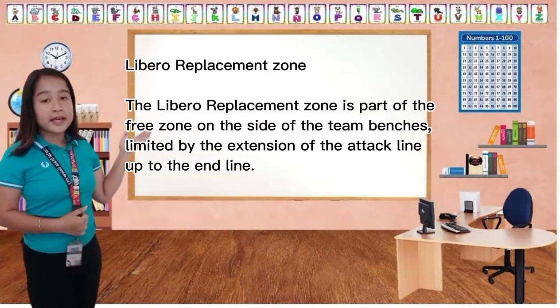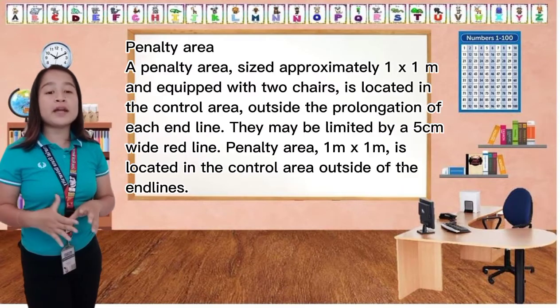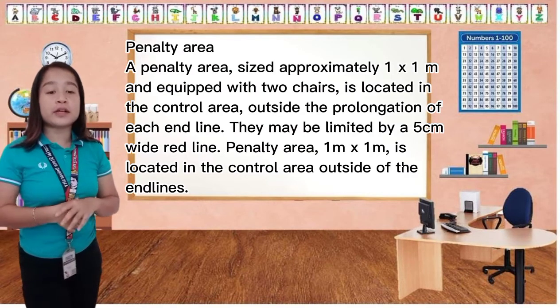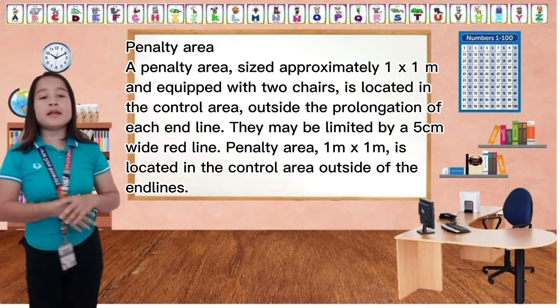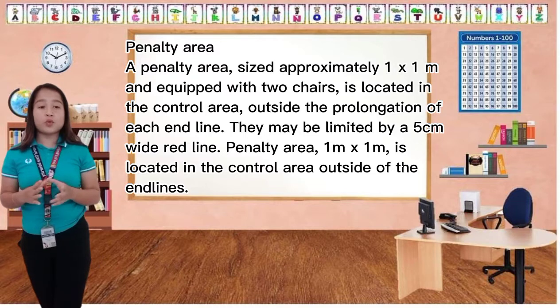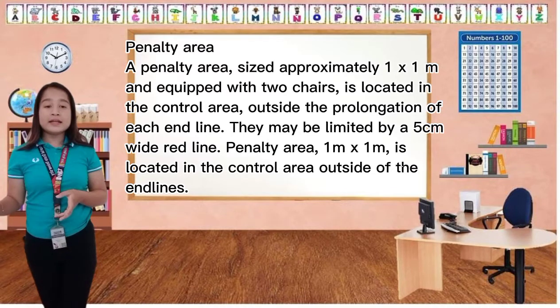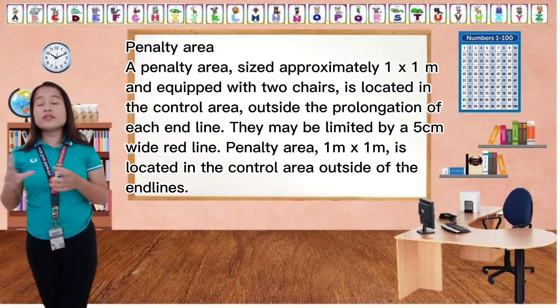Then, the penalty area. So, the penalty area size is approximately 1 by 1 meter and equipped with 2 chairs. It is located in the control area outside the prolongation of each end line. They may be limited by a 5 cm wide red line. So, the penalty area, 1 by 1 meter, is located in the control area outside of the end lines.